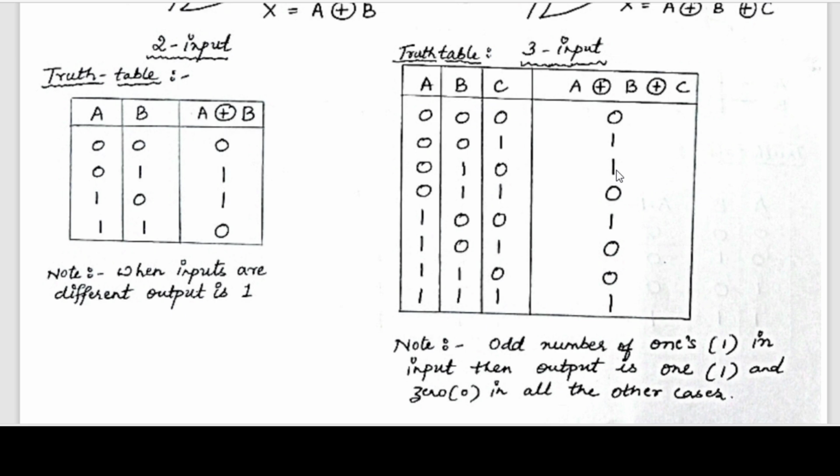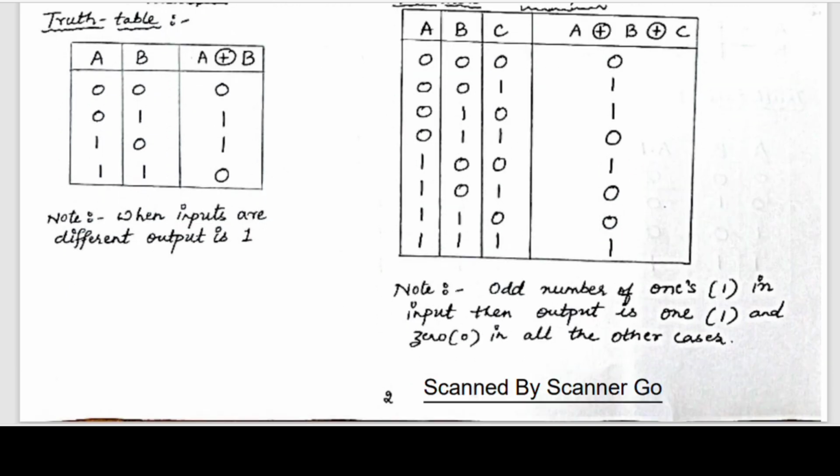The output is 1. It is an even count of ones. 1, 1, we have 2, so it is 0. Again it is 1, so it is 1. 1, 1, it is 0. Again even count, it is 0. 3 ones, it is an odd count, so it is 1. So you can refer to these points to learn this truth table. So this is in the case of XOR.